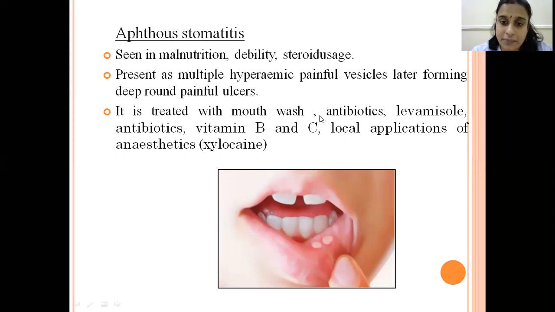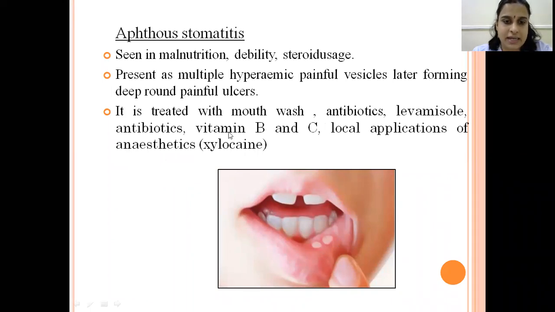They are very painful ulcers, initially formed as vesicles that later rupture and form a deep round ulcer, hyperemic. The edges of the ulcer are hyperemic, more red, and usually they are multiple. They are not confined to one or two, they are multiple.